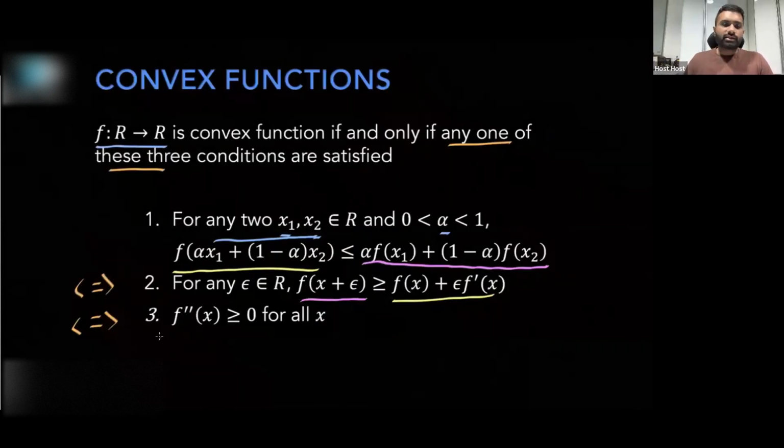And the third property says that f double prime of x is always greater than or equal to 0 for all x. Please note these properties are for all x. If it is satisfied for all, then only we can say that it is a convex function. If it is satisfied for only some x's, some x1, x2, then no. It should be satisfied for all. f double prime of x, that is the second derivative, will be greater than or equal to 0 for all x.